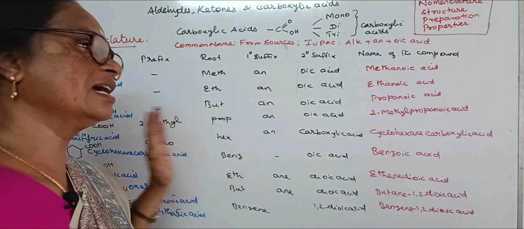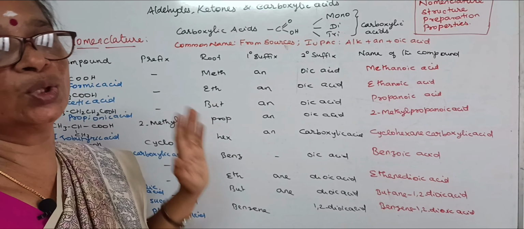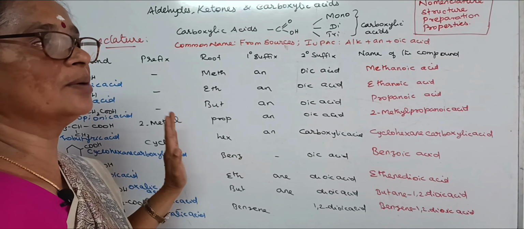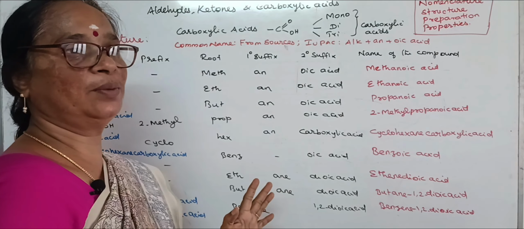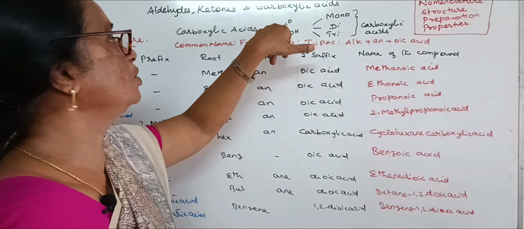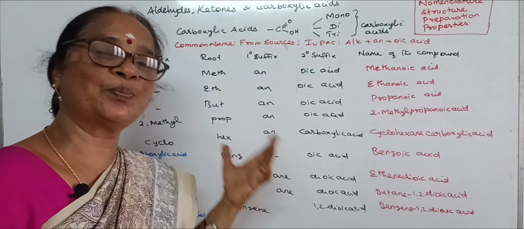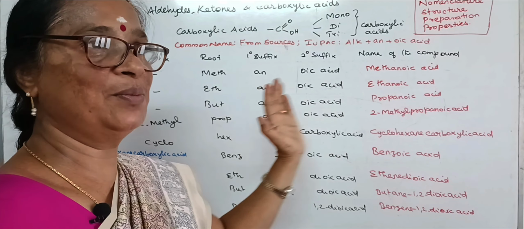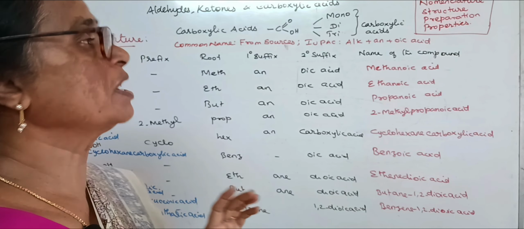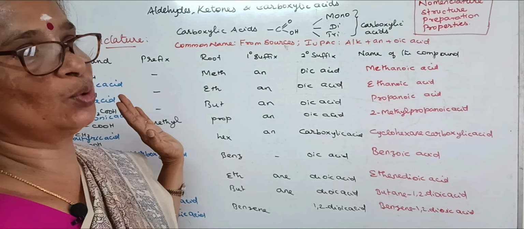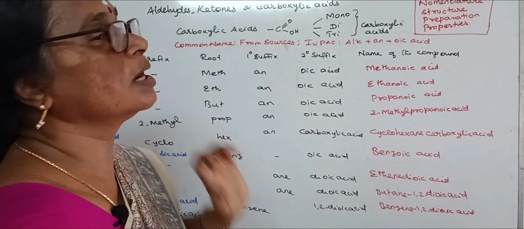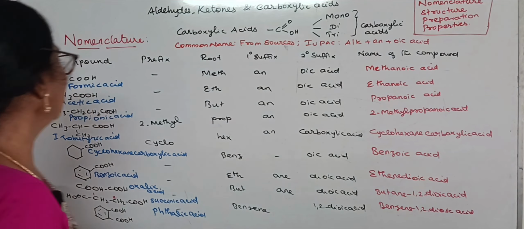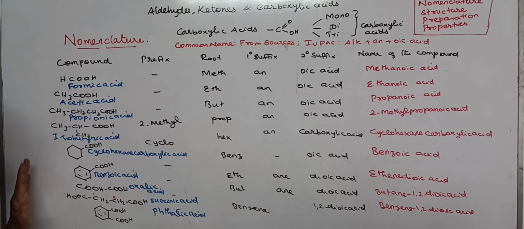Any other substituents will become the prefix of carboxylic acid. This is because the carboxylic acid group has the highest priority while naming the functional group. So any other substituents become only the prefix. Let us discuss some of the names.